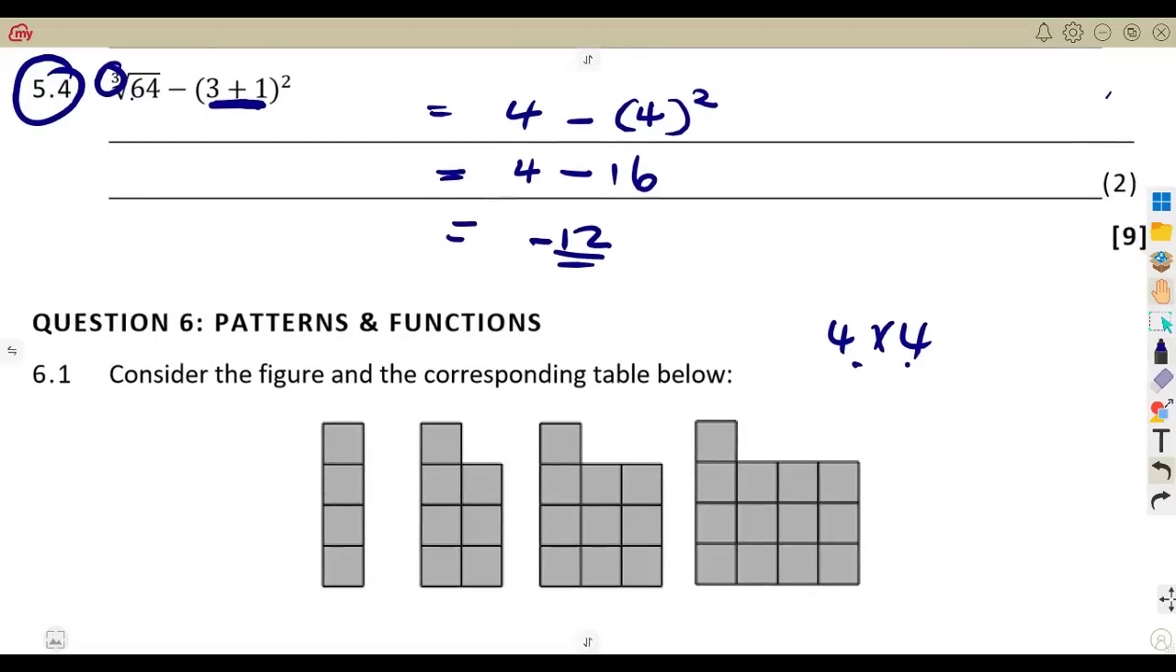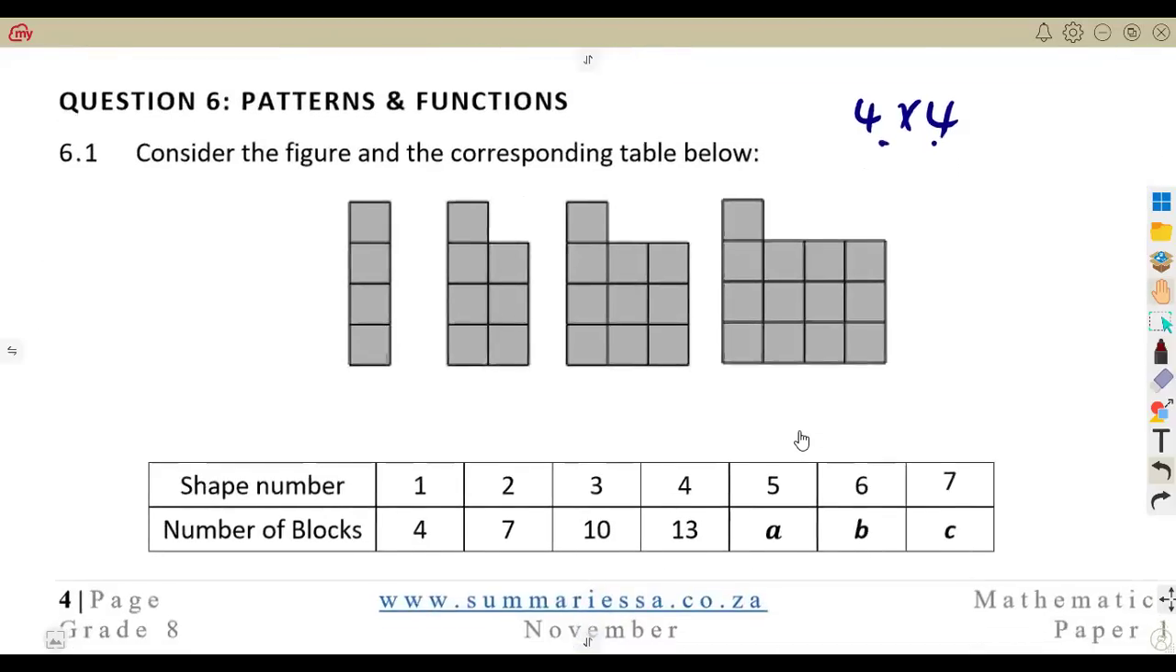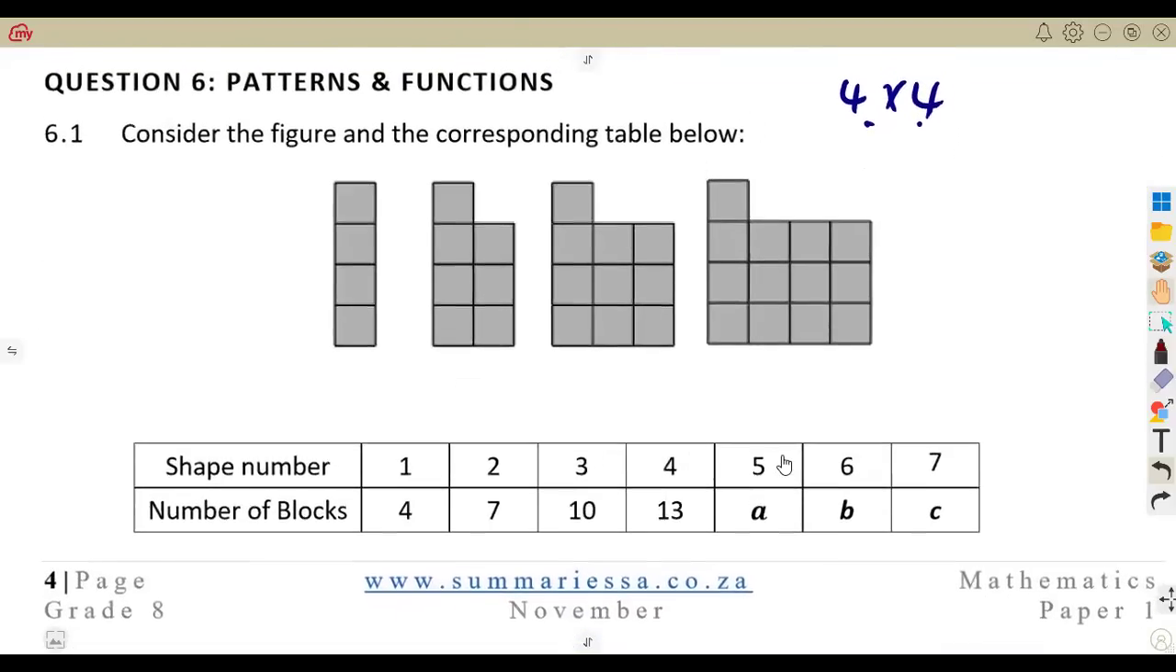So guys, it's just like that. Your laws of exponents, remember your laws of exponents.